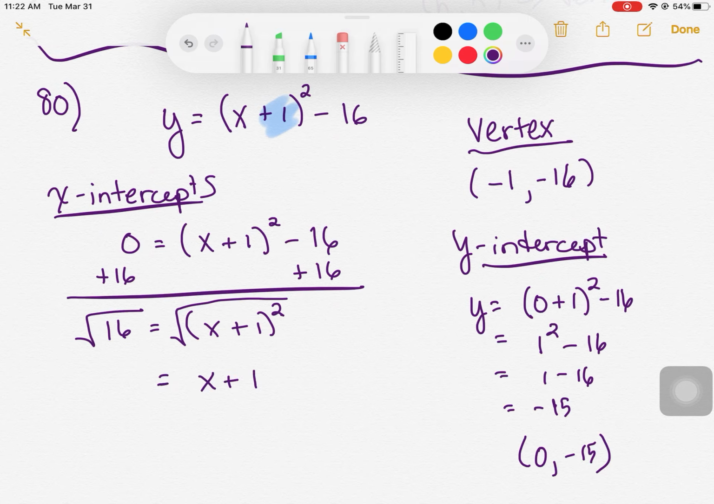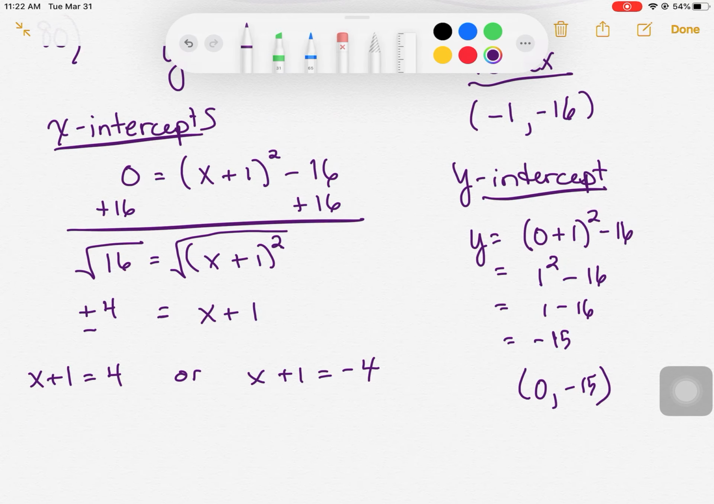So that means that x plus 1 is going to either equal +4 or -4. So x plus 1 equals 4, or x plus 1 equals -4. And I know that because there are two roots for 16. When you take the square root, 4 squared is 16, and -4 squared is also 16. This starts to look very much like the zero product property now.